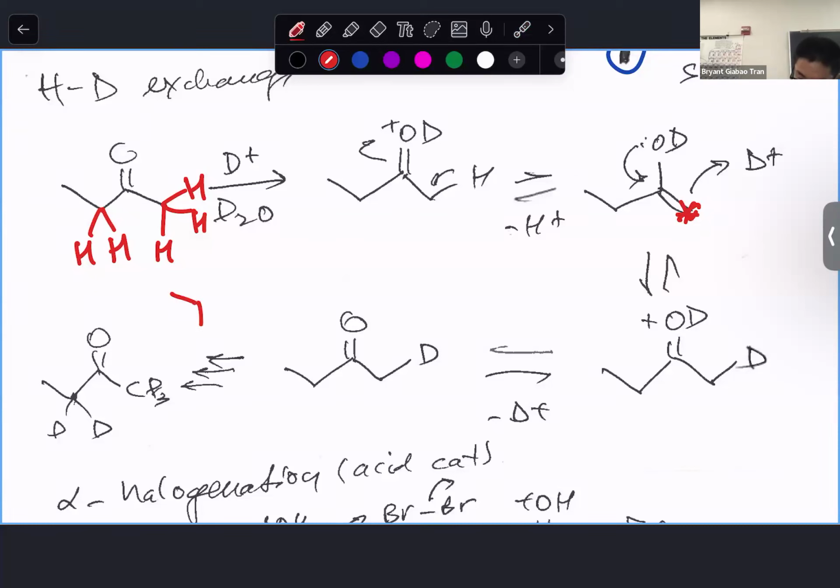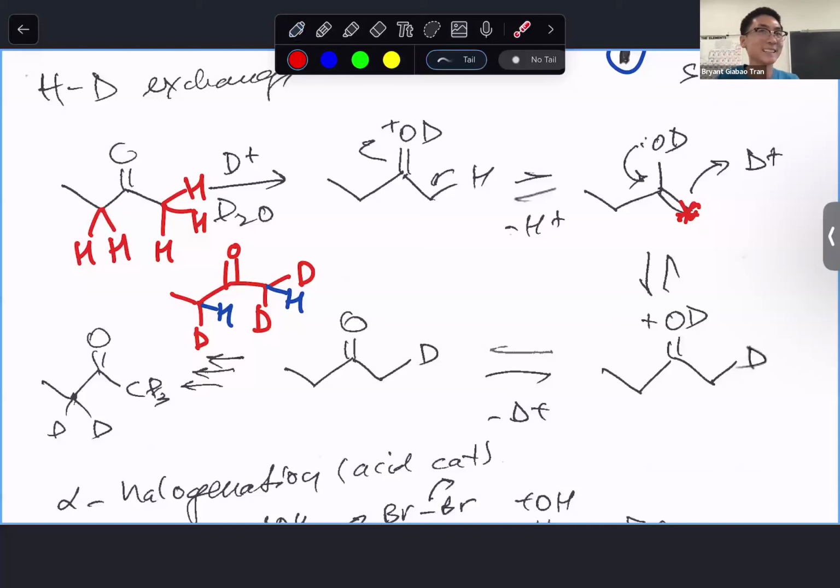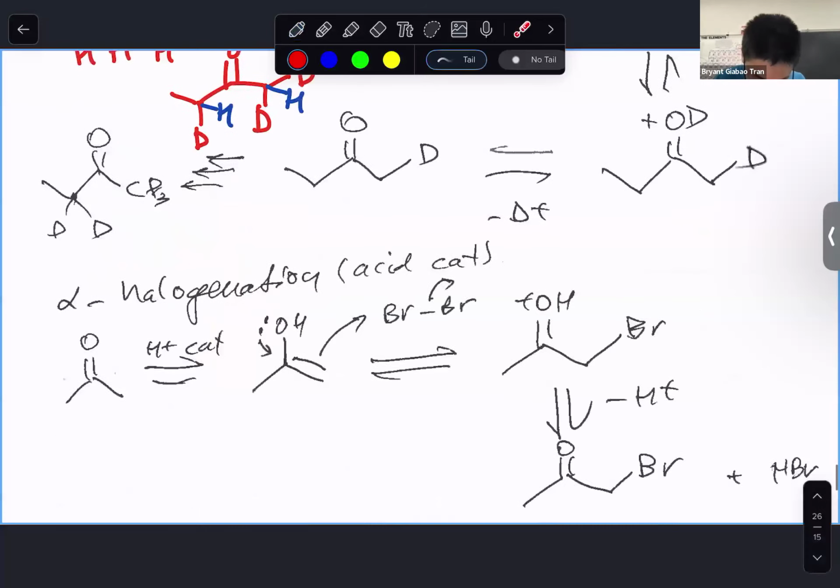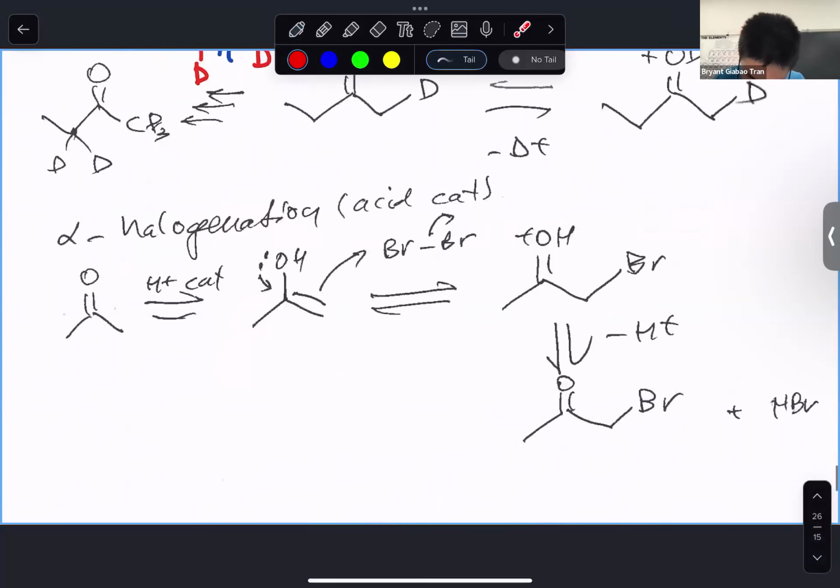Not all of it, but some of it can be substituted instead, where all these other ones are H's. So these mixed things here can still exist in the solution. He's just showing this as a possible type of thing that is in solution, where we substitute all of the alpha hydrogens. A lot of conceptual things. Yeah. Alpha halogenation, acid catalyst.